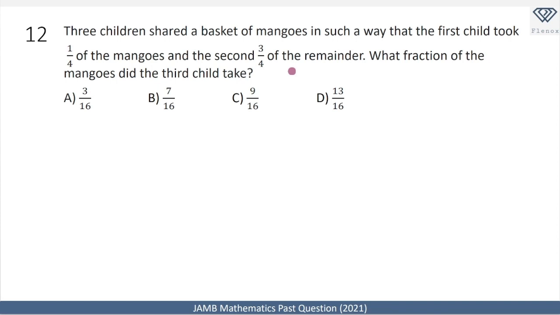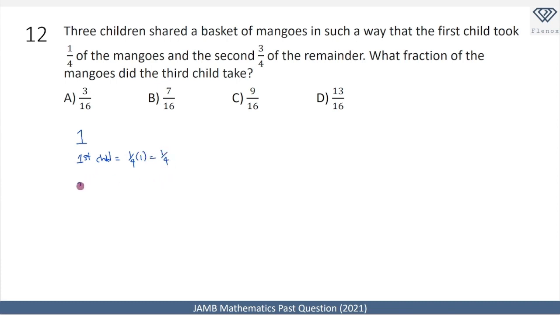Now there are several ways to solve it, but I would like us to solve this conceptually. So we're going to be looking at this as a fraction. Let's assume that the total basket can be written as 1. They were taken out of this 1. So the first child takes a quarter of 1, which is 1/4.